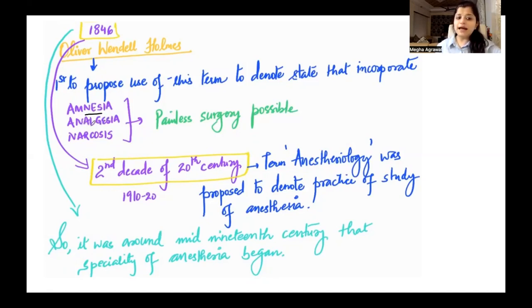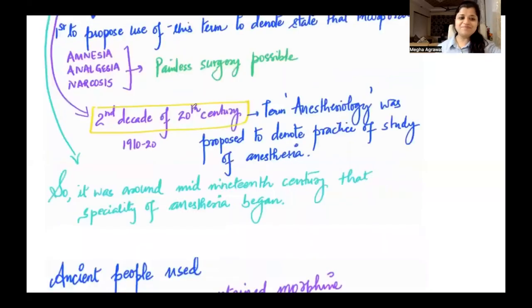And then analgesia, as we have already discussed, pain relief, and narcosis. So these three things are important for painless surgery to be possible. This was realized in 1846. Then in the second decade of the 20th century, the term anesthesiology, our field, was proposed to denote the practice and study of anesthesia. So it was around the mid-19th century that the specialty of anesthesia began.